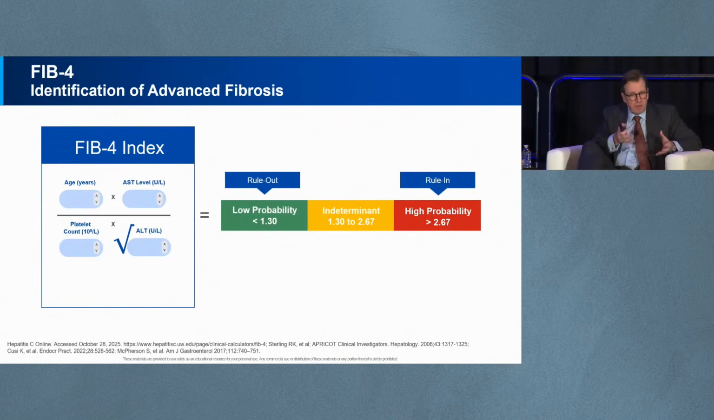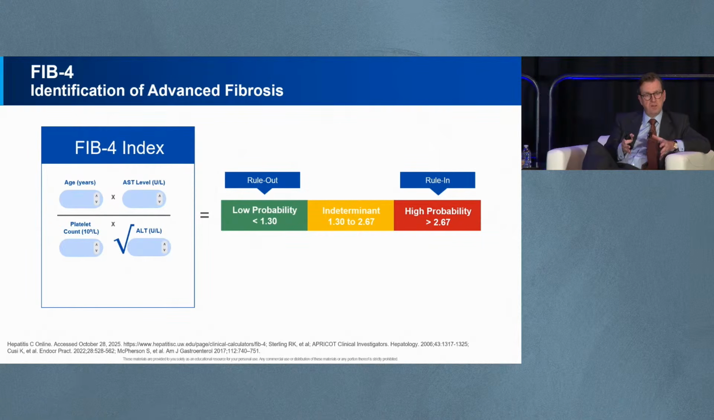What is FIB-4? Well, I've already mentioned what goes into the recipe, but the nice thing about it is it's really red, amber, green. This is a simple traffic light system that I think we can all use. It can be built into your electronic care records. If the value is less than 1.3, we can rule out significant disease. In fact, in individuals over the age of 65, we can probably say that if the value is less than 2, we can rule out significant disease.